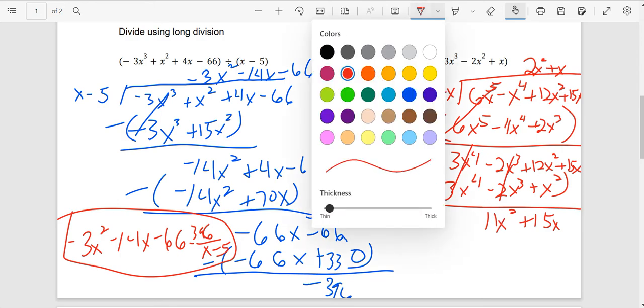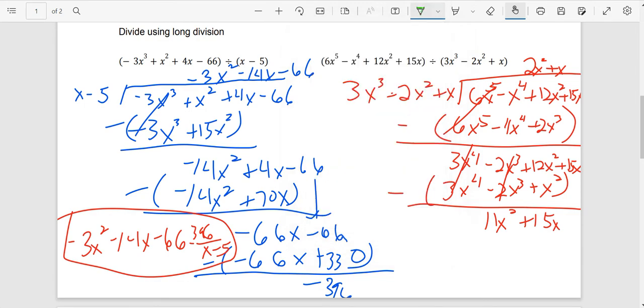Write our answer once again in a different color. Let's use lime green, and then we got 2x squared plus x plus 11x squared plus 15x, that's our remainder, over 3x cubed minus 2x squared plus x.